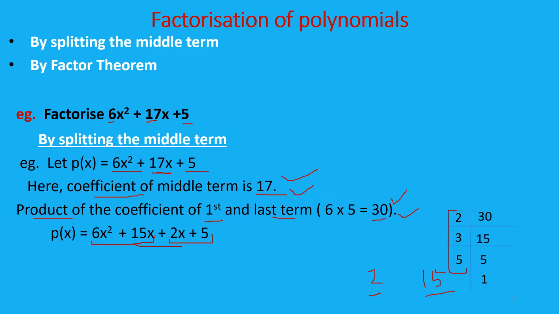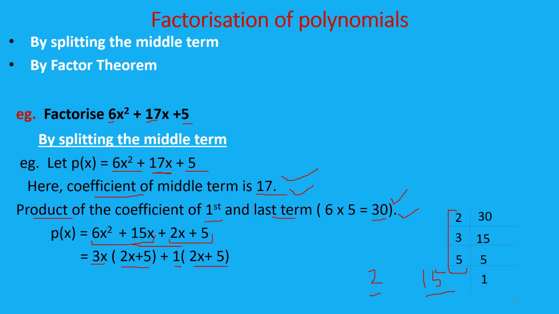Now we will observe the first two terms. Can we take something common? Yes, we can take 3x common. After taking 3x common, within bracket we have 2x plus 5, right? Now here plus. Now last two terms, if we see, nothing is common here, right? So we can write 1. 1 is common. So within bracket we have 2x plus 5.